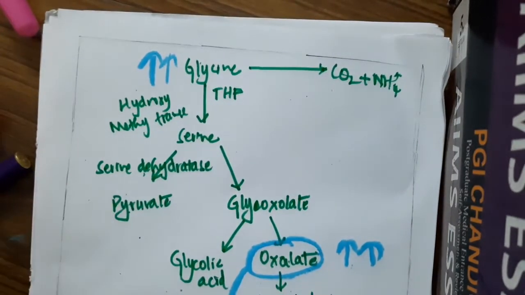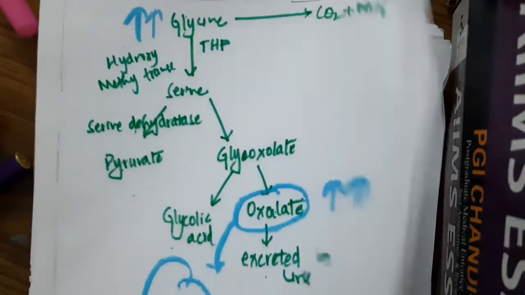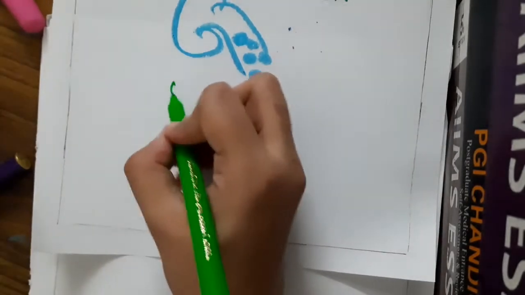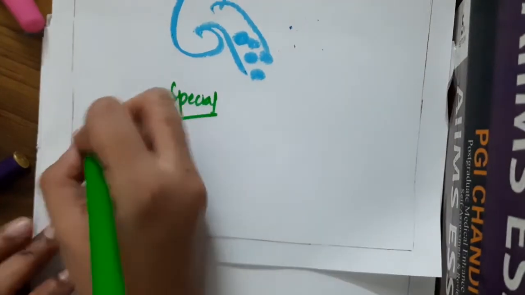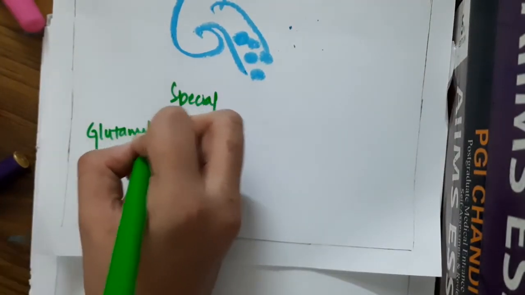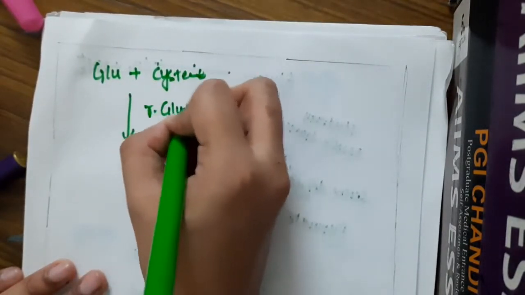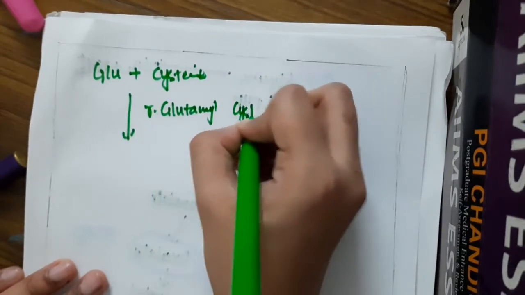Now, after synthesis and degradation of glycine, glycine is also useful for the production of some special products. What are the special products formed from glycine? First, glutamate combines with cysteine in the presence of gamma glutamyl cysteine synthase.